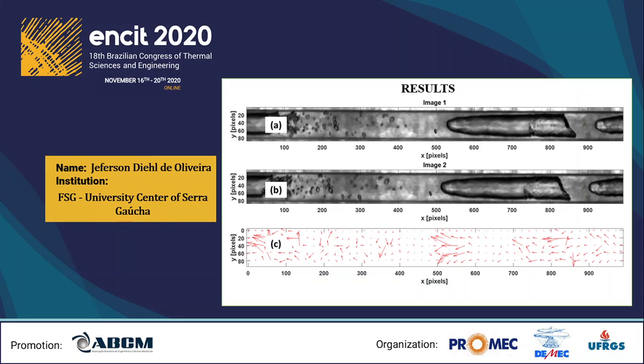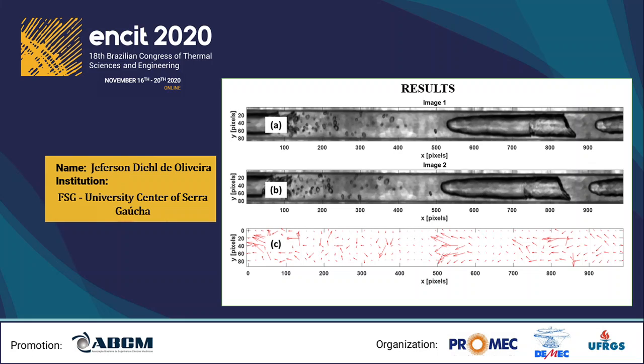Here we have an example of a plug flow pattern with a velocity field obtained from the optical flow method. In this case, the plug flow is identified with small dispersed bubbles along the flow. And here, in figure C, we can find the global interface velocity field obtained from the analysis of both images. According to the results, the average velocity of the interface is roughly 1.5 centimeters per second.